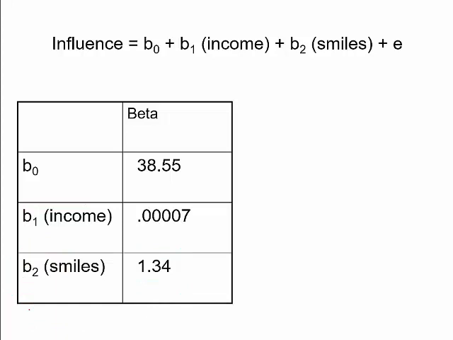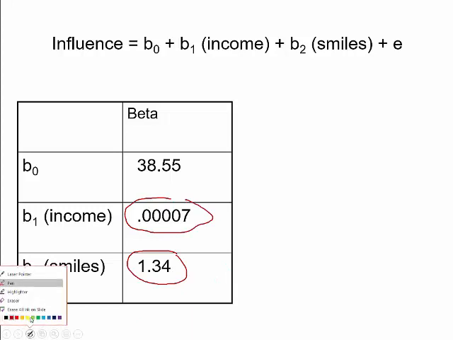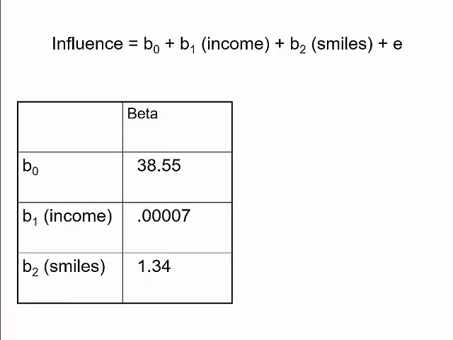Why is that? That's another question to consider. Why could it be that this effect 1.34 is actually not a bigger effect than 0.00007? The number's bigger. Why is it not a bigger effect? And the answer is because we're measuring income and smiles in different units.